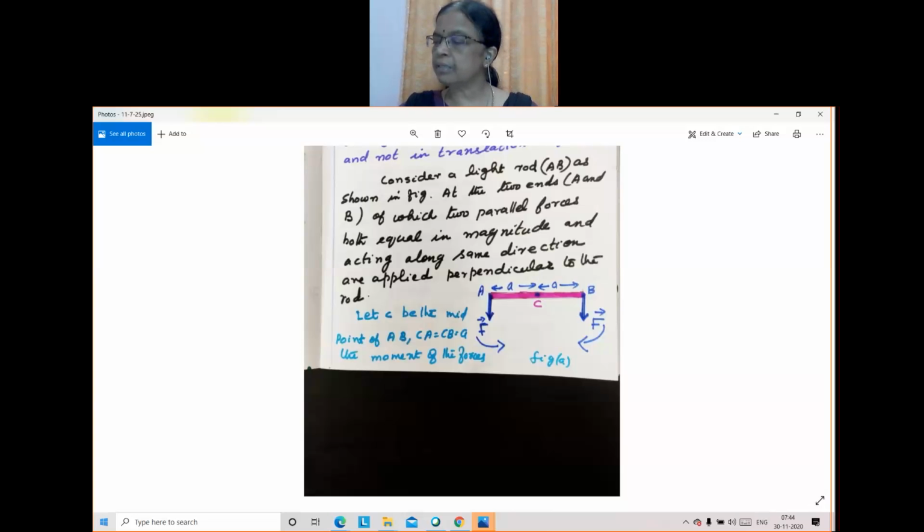Who will answer? Tell me. Translation, very good. Because that will be moved downwards. It will not have any rotational motion. That is correct. So here you can see, consider a light rod AB as shown in the figure.